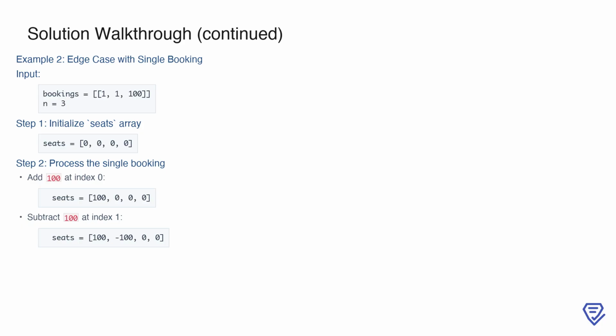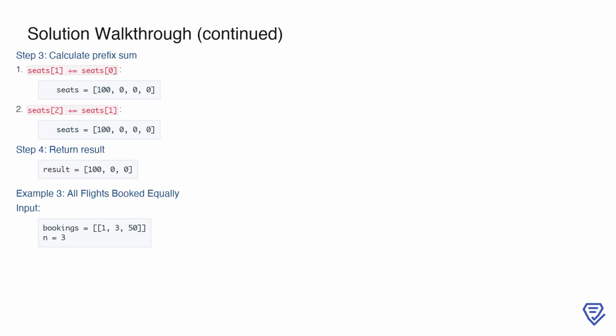Processing the booking 1, 1, 100, we add 100 at index 0 to reflect the seats added starting from flight 1. The array updates to 100, 0, 0, 0. Then, we subtract 100 at index 1 to indicate the end of the booking after flight 1. The updated seats array is 100, minus 100, 0, 0.